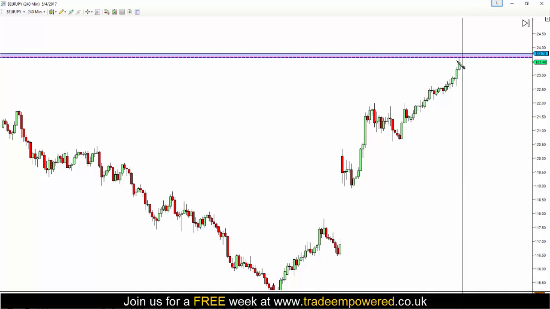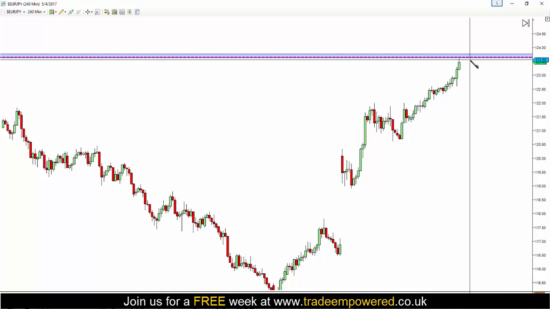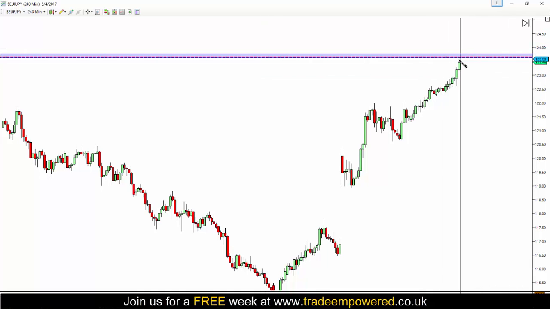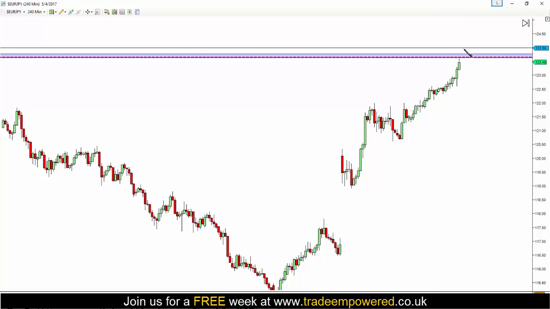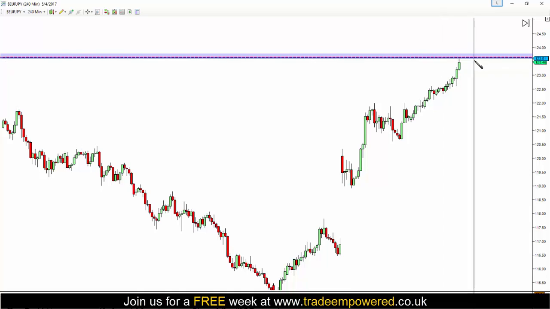But for me, structure is the most important thing in my trading. We've got major structure on the higher time frame. This is certainly where I'm looking for a double top entry, and I can also jump down to a lower time frame, the 60-minute time frame, to look for that double top.